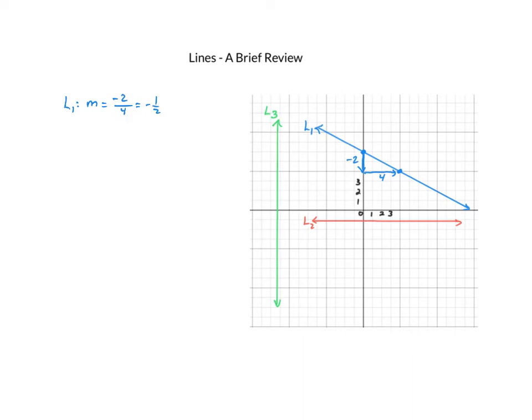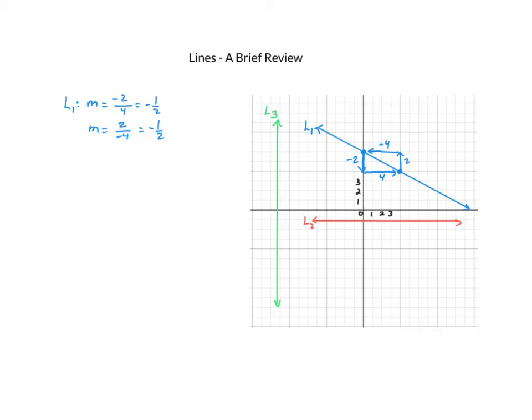But I could have started with this point on the right first. Notice if I had done that, I would have gone up 2, but now left 4, that would be a negative 4, and now I would have a slope of 2 over negative 4, which is again negative 1/2. So it doesn't matter which point you start with. And notice this line had a slope that was negative, and that is because it's decreasing from left to right.